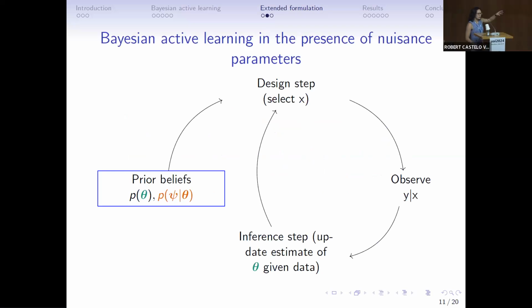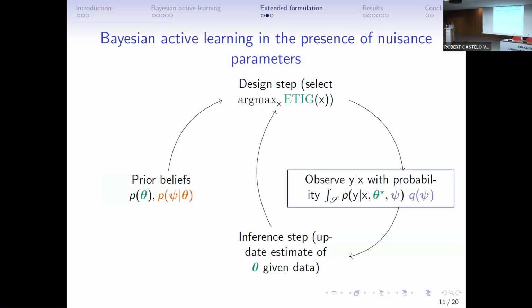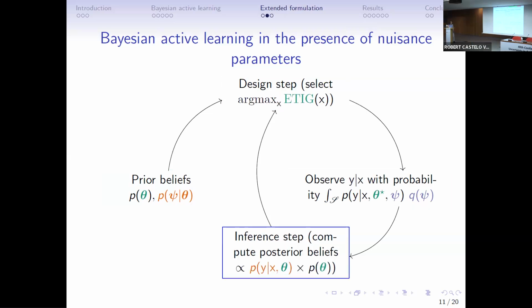Okay, so now given this, I'm going to return to this active learning loop and use all of this that I've built up to give you a more concrete sense of exactly what our setting looks like. So we have our prior beliefs over our target and our nuisance parameters. Our design step consists of selecting the value of x that maximizes this expected target information gain. We observe a sample from the data distribution that this induces, which again depends on theta star and Q of psi. And then we compute our posterior of theta as a function of our assessment of the likelihood of our data given theta, which will depend on our prior over nuisance parameters.